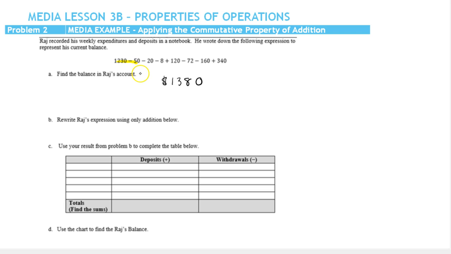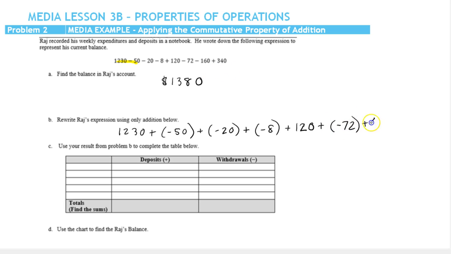So we learned that subtracting a number is the same as adding its opposite. So we're going to rewrite this expression using addition. So 1230 plus negative 50 plus negative 20 plus negative 8 plus 120 plus negative 72 plus negative 160 and plus 340. So notice now all of the operations are addition. Okay, so we have positive numbers and negative numbers, but it's all addition.